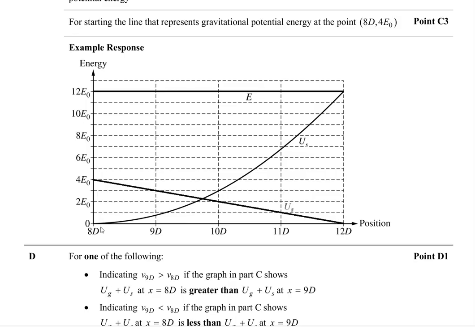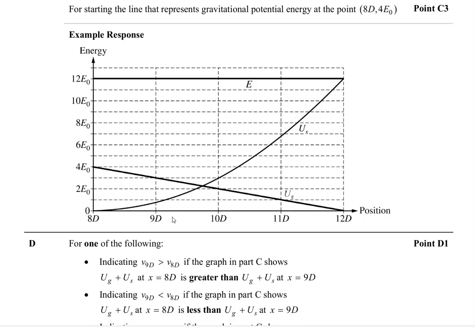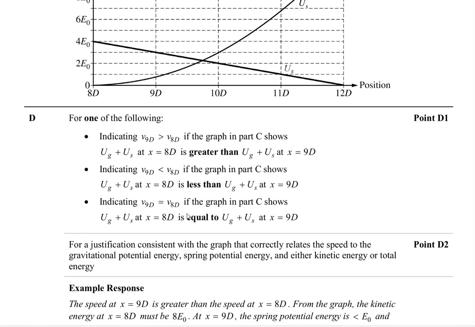Well, look here. At 8D, there's 0 spring, 4 potential due to gravity, which means there must be 8 kinetic, right? They have to add up to 12. At 9, there's 3 gravitational potential and a little less than 1 of the spring. This adds up to a little less than 4, meaning there's a little more than 8 units of kinetic energy. So you actually have more kinetic energy at 9D after hitting the spring.